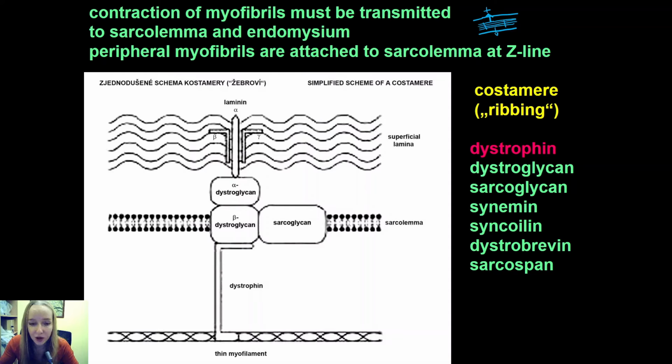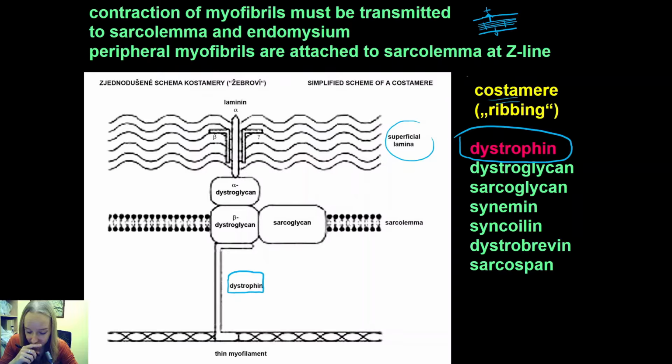And you can see the thin filament over here of a myofibril is connected with a special protein called dystrophin. This is a very special protein, to the sarcolemma, which is a membrane of the muscle fiber, and this whole complex is also connected to the superficial lamina that is around the muscle fiber, superficial lamina here. So there are many proteins in here. The most important protein is dystrophin. The whole structure, this connection, is called costamere. Yeah, costamere. The whole structure made of many proteins.